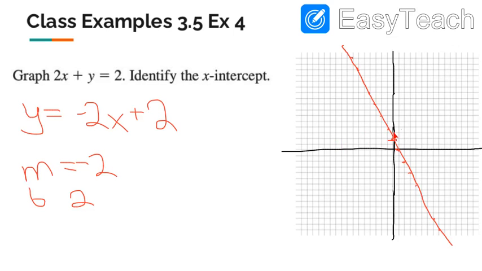As we graph this on a line, you'd start at +2, then go down 2 over 1, down 2 over 1. Make sure you dot out all the way, and then you draw your line through. Our x-intercept would be here at the point -1, 0. So this is our x-intercept.